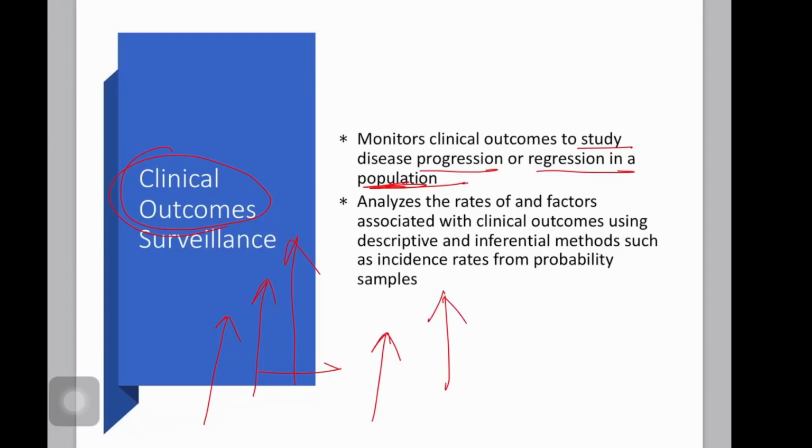We analyze the rate and factors associated with the clinical outcomes using descriptive and maybe sometimes inferential methods, which definitely help to get insight, and based on that we can predict using different stats techniques, probability techniques, or machine learning techniques. That could ultimately help in reducing medical errors, improving health, and also reducing the cost of healthcare.